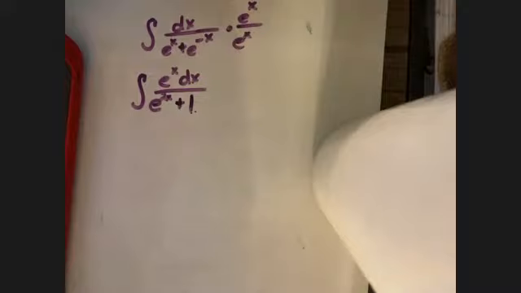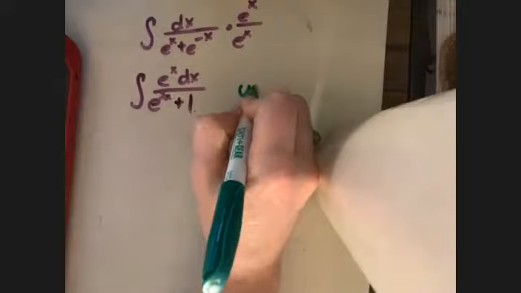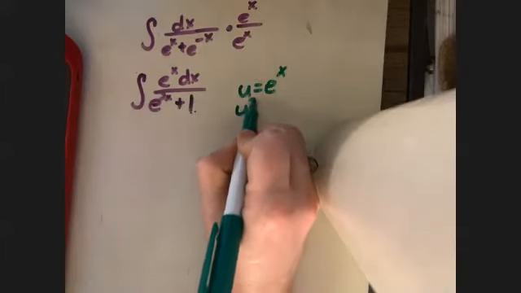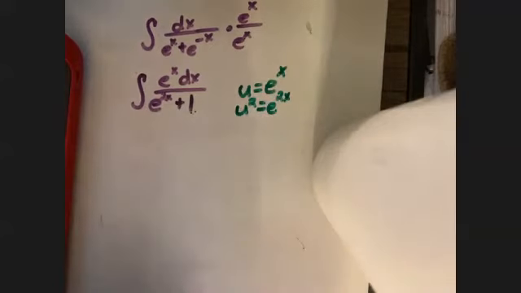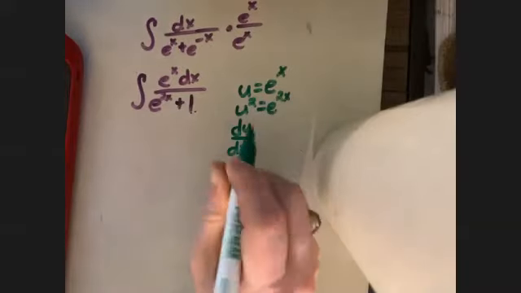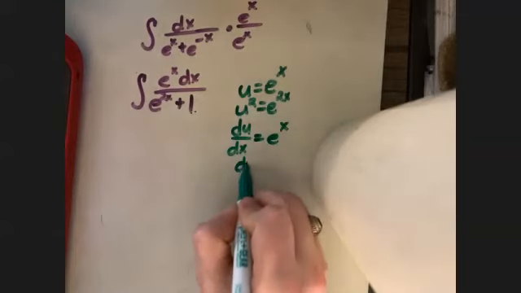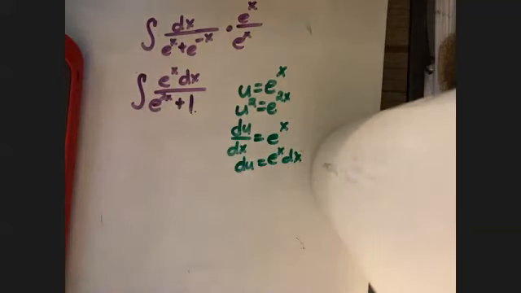So now, I'm going to let u be e to the x, which means I've got a u squared down here. u squared is e to the 2x. Now, du/dx, the derivative of this is e to the x, so du is e to the x dx. Now, there's a sneaky little trick in here.